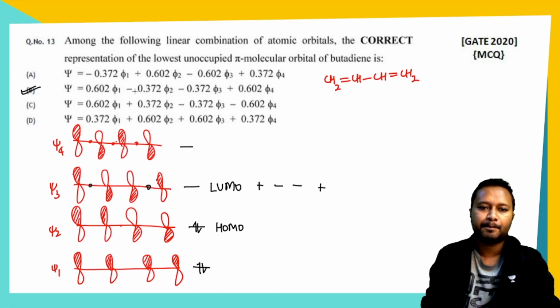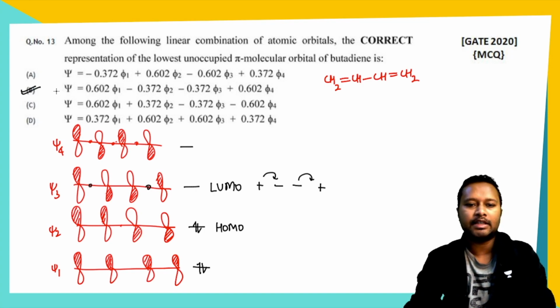So plus minus minus plus, that's the only one where the sign has changed. How many times? The sign has changed 1 time and 2 times, so 2 nodes should be there. So that is only present in option number B. That's why option number B is the correct option.